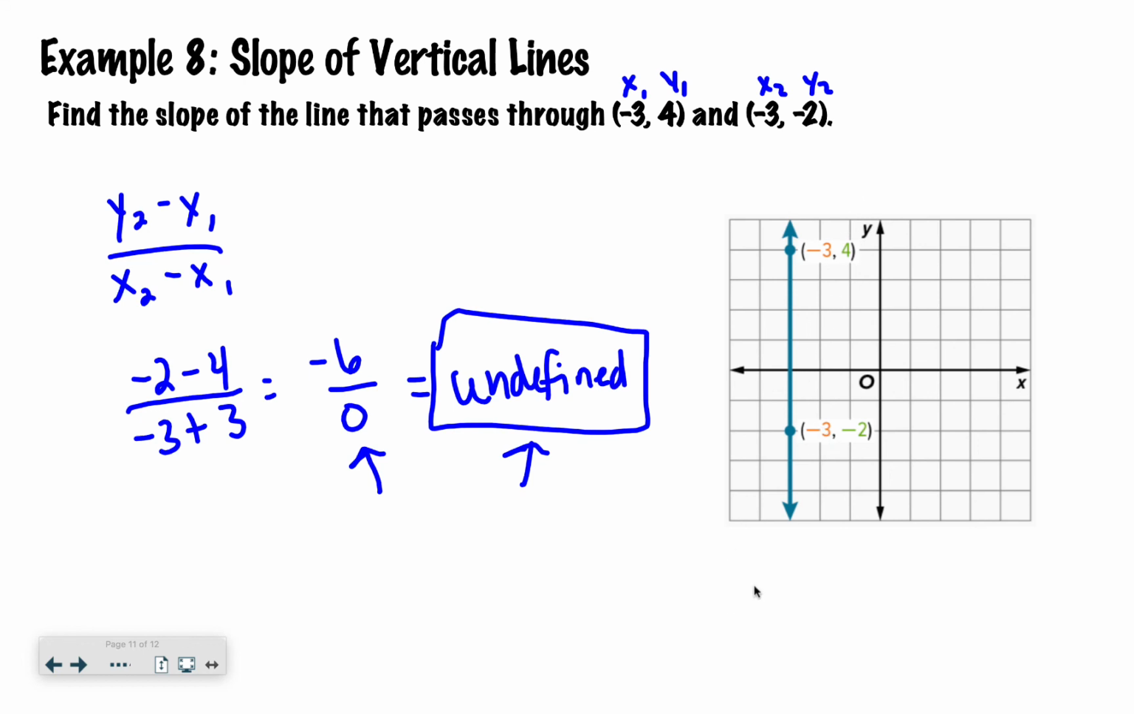Equations for these lines tend to be x equals, in this case it'd be negative 3. So whenever there isn't a y, it's just x equals a number for an equation, that's going to be undefined, okay?